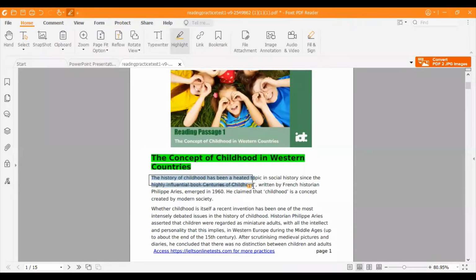Okay, so I read. So what is the first step? Just, for example, you can read the first or the second sentence and that's it. Here, for example, or you just read this one. The history of childhood has been a heated topic in social history since the highly influential Centuries of Childhood, written by the French historian Philippe Ariès.